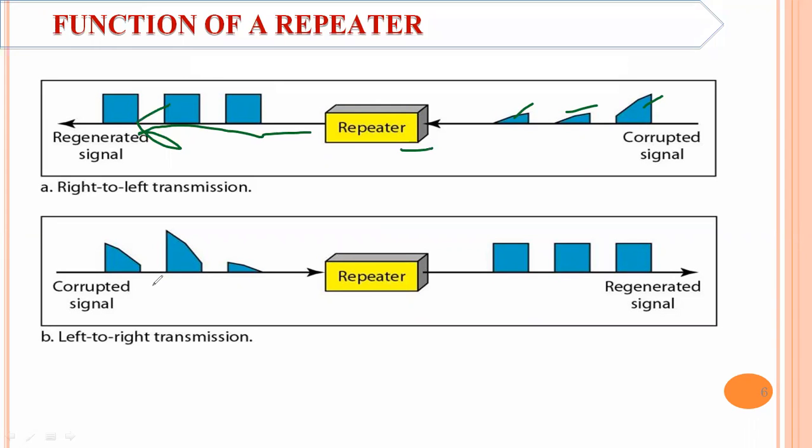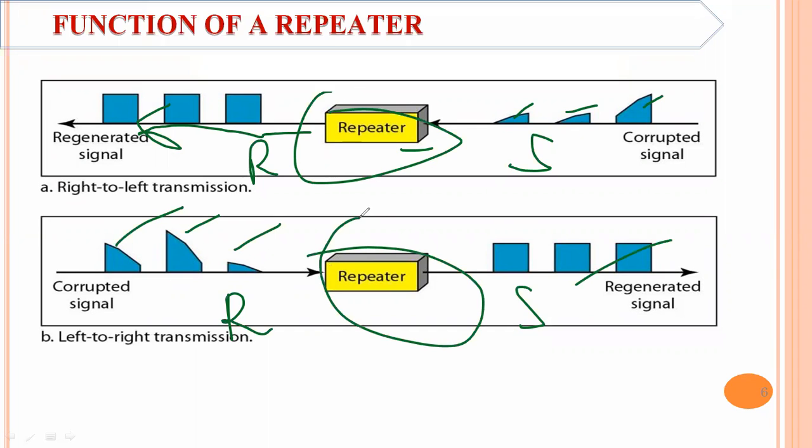Similarly, this is from sender to the receiver, and this is receiver to the sender, because in both cases signals may be lost due to the longer distance traveled by the signal, and again the data or the signal is being corrupted. When it comes to a repeater, it will regenerate the signals. So this is the task of this repeater. Clear?